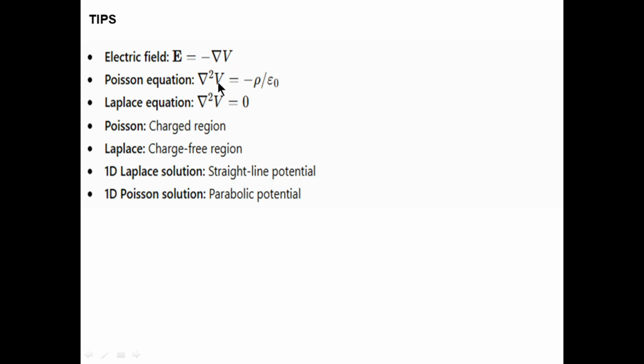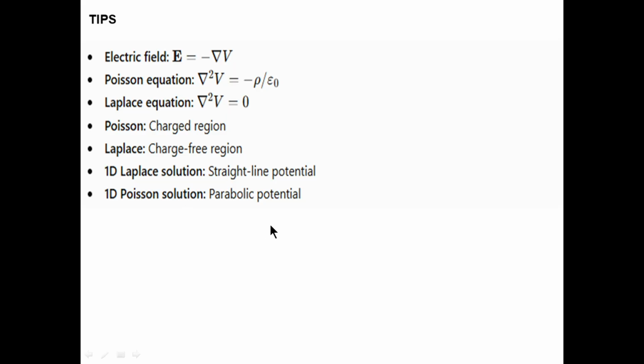Now for the electric field, there are some formulas which we can use in the next class to solve problems. That is E is equal to minus del V, Poisson equation del square V is equal to minus rho upon epsilon naught, Laplace equation del square V is equal to 0. We will calculate the potential for the Poisson equation and Laplace equation by using boundary conditions. Poisson's is for a charged region, Laplace is for a charge-free region. For a one-dimensional Laplace solution, the potential is a straight line; for a one-dimensional Poisson solution, the potential is parabolic.